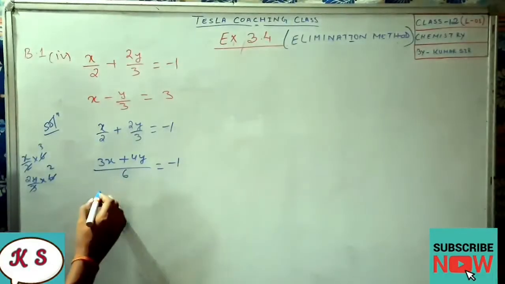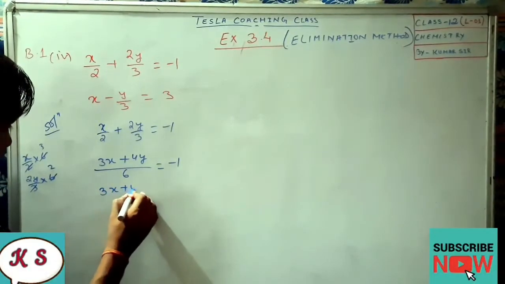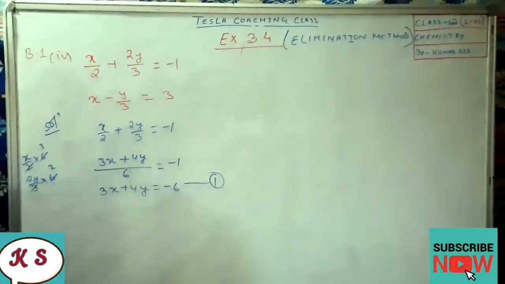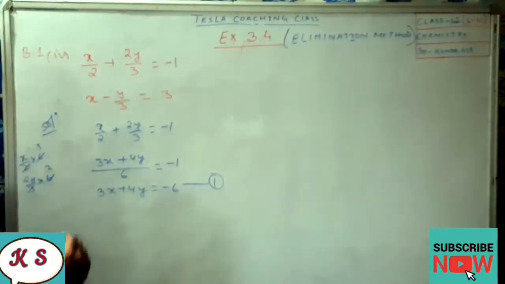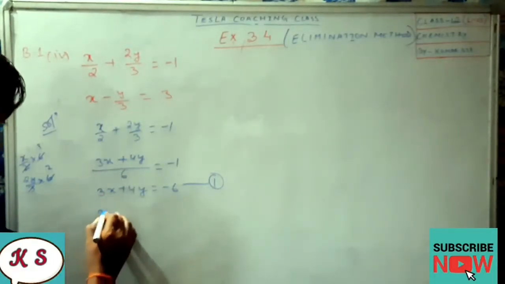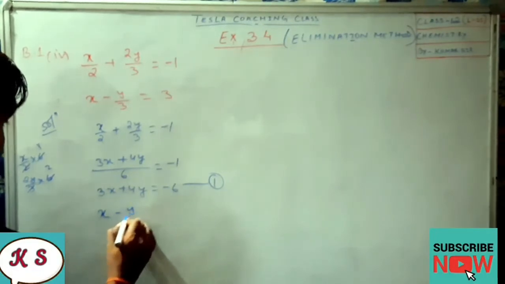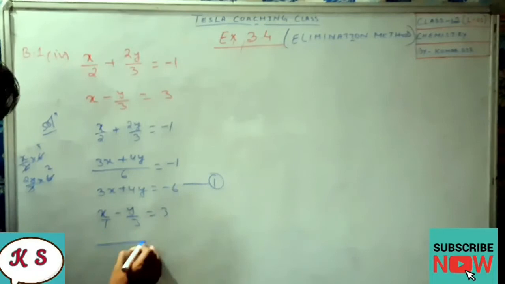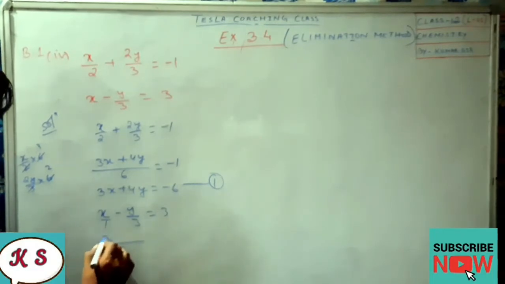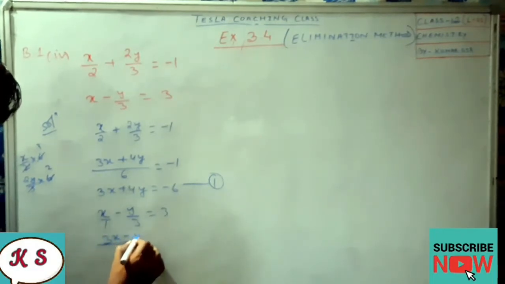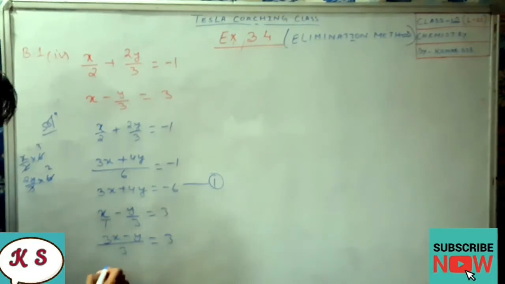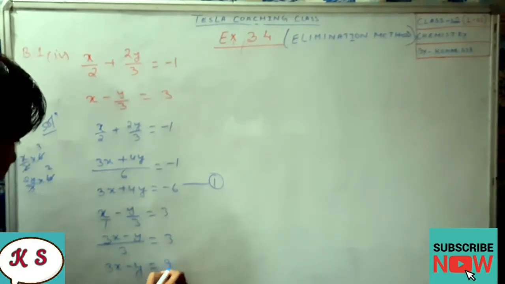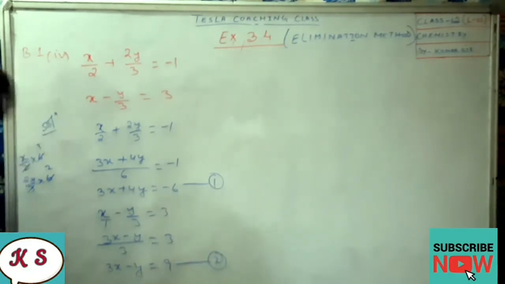Now proceed. So you will get 3x plus 4y equal to minus 6. This is your equation number 1. Now equation number 2 will write here x minus y by 3 equal to 3. So here nothing is there, means 1, LCM will be how much? 3. So it will come to 3x minus y equal to 9. Equation number 2.